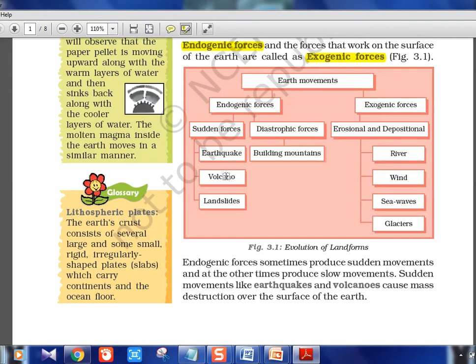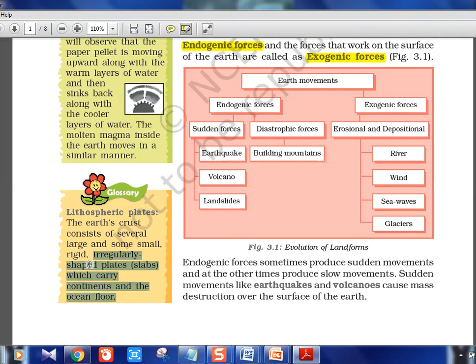Even in the oceans, if it happens, it will lead to tsunami. So that is endogenic. Exogenic means erosional and depositional. So river, wind, sea waves, glaciers, these are all erosional and depositional. So it will be eroding also and it will be going and depositing somewhere. We'll see certain features later in this chapter. So lithospheric plates, the earth crust consists of several large and small, rigid, irregularly shaped plates which carry continents and the ocean floor.